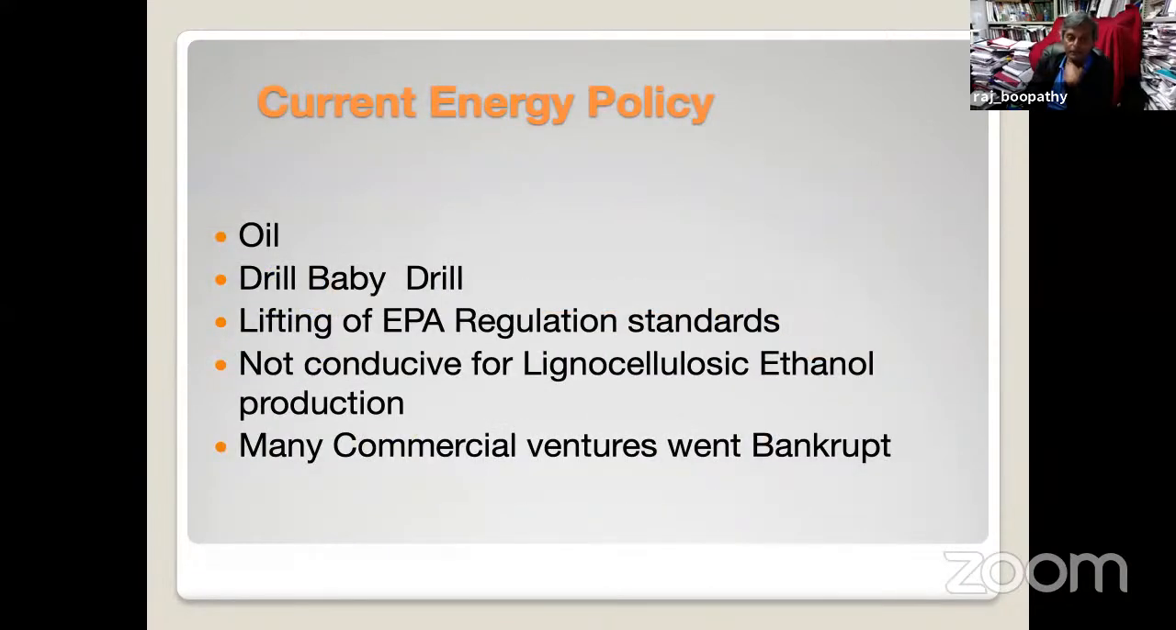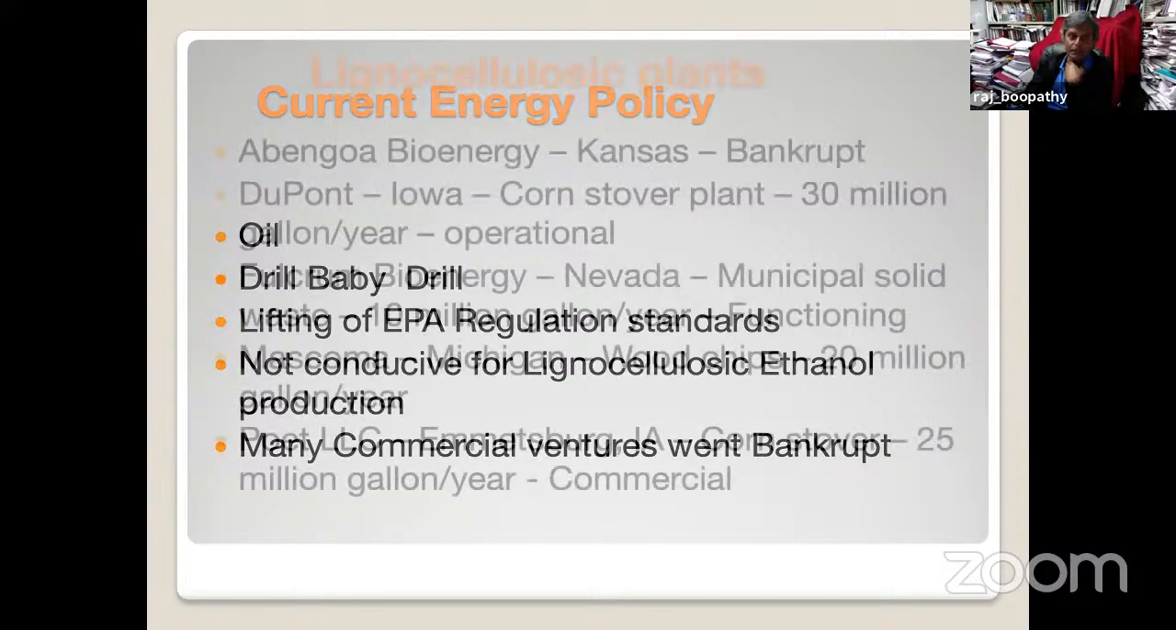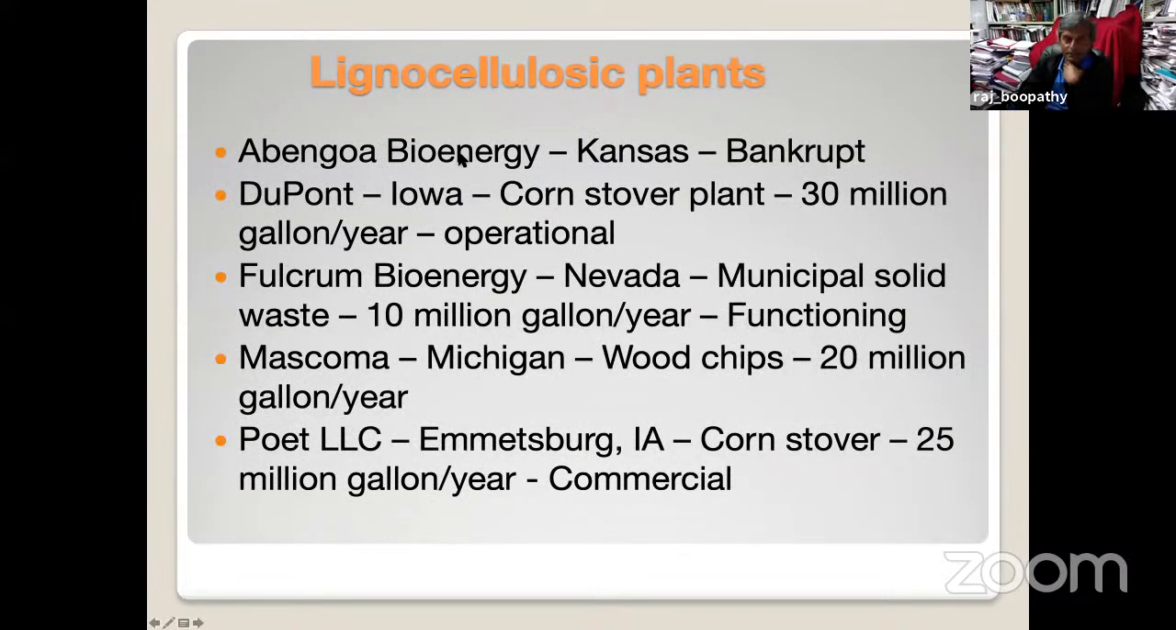So as I said before, the oil price is cheap nowadays. As a result, some of these companies I showed you at the beginning of the slide went bankrupt because they couldn't compete with the oil price. And now the oil price is stabilizing a little better, but when the oil price went down, this company had to shut down their plants that produced lignocellulosic ethanol.